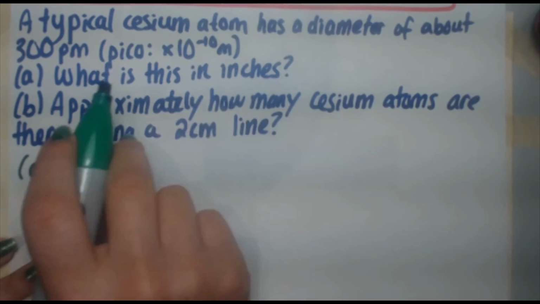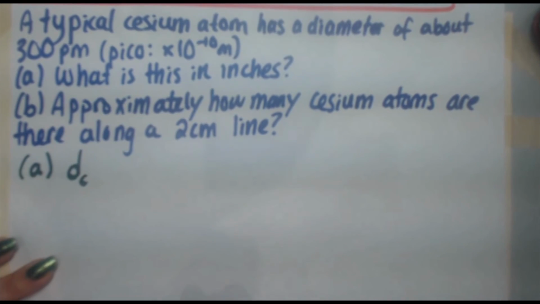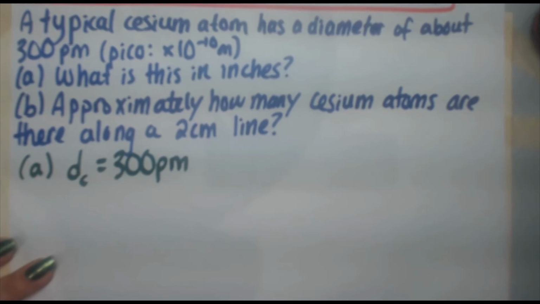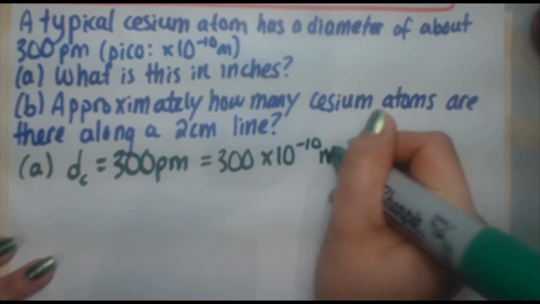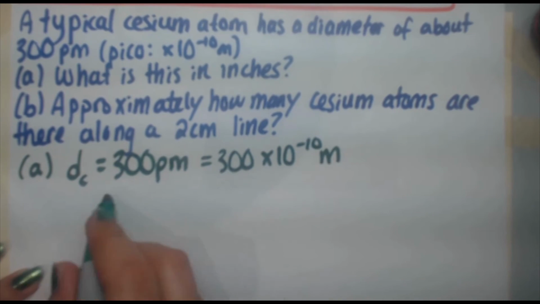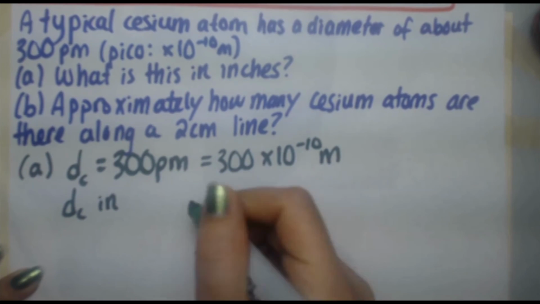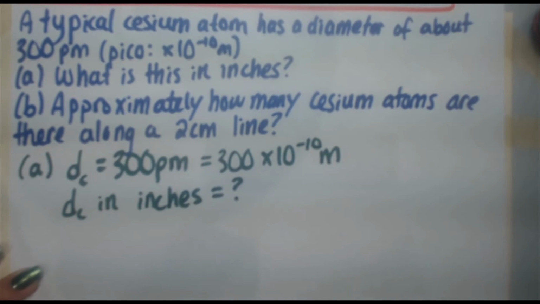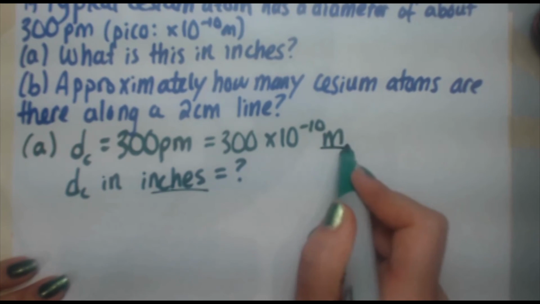Okay, so in this question we're given the diameter of a cesium atom. So I'm going to give that the label D for diameter, subscript C for cesium. Okay, it's 300 picometers. You want to go ahead and write that exactly as it is, as just a number. So remove the prefix. Okay, so that becomes 300 times 10 to the minus 10 meters. Okay, the next line is, what are you looking for? Okay, so D_C in inches equals question mark.